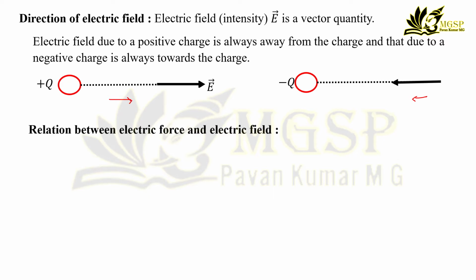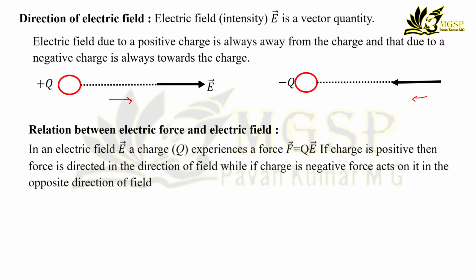Next is the relation between electric force and electric field. In an electric field E, a charge Q experiences a force. Meaning in the presence of an electric field, the charge experiences some force, which is given as F equals QE. If the charge is positive, then the force and the electric field will be in the same direction. But if it is a negative charge, then the force will act in the opposite direction.